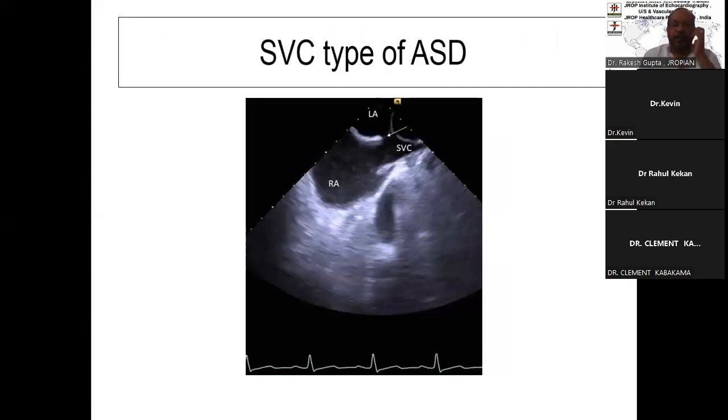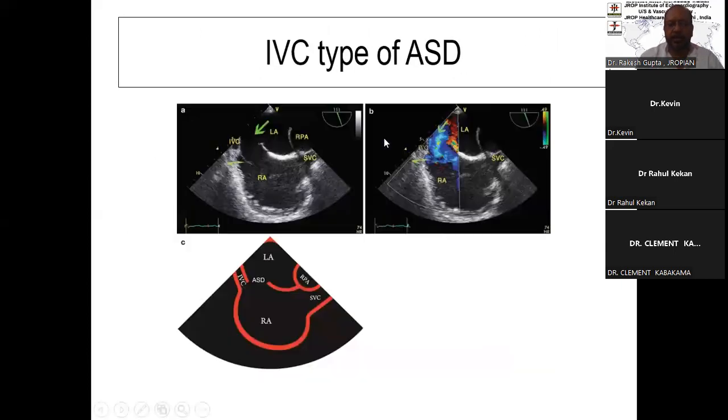Then we talked of the SVC type of ASD. This is transesophageal echo. We talked of the SVC type of ASD. This is transesophageal echo. And these two types of ASDs are known as sinus venosus type of ASDs.